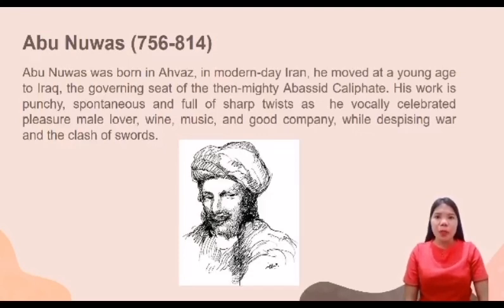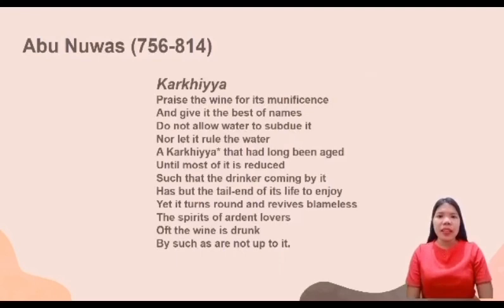Abu Nuwas was born in Ahvaz in modern-day Iran. He moved at a young age to Iraq, the governing seat of the then mighty Abbasid Caliphate. His work is punchy, spontaneous, and full of sharp twists as he vocally celebrated pleasure, male lovers, wine, music, and good company while despising war and the clash of swords. The reputation of Abu Nuwas in the Arab world is built on his adoration of wine and as a poet of gay love.